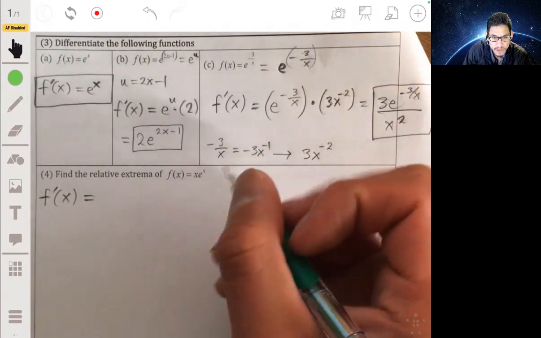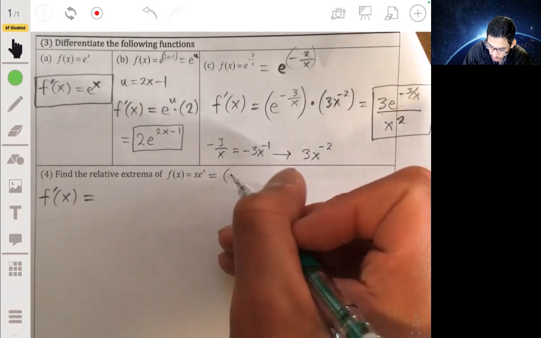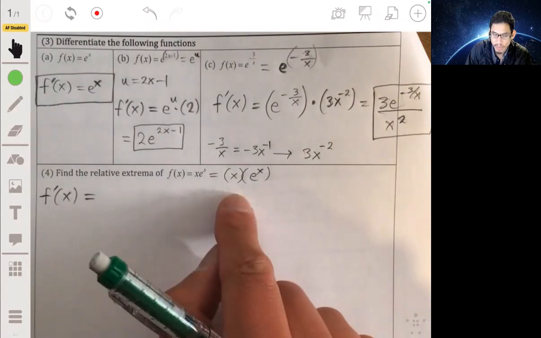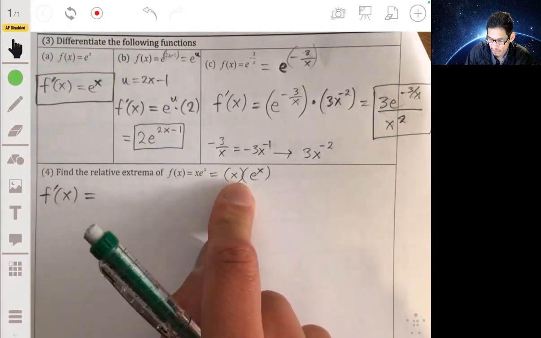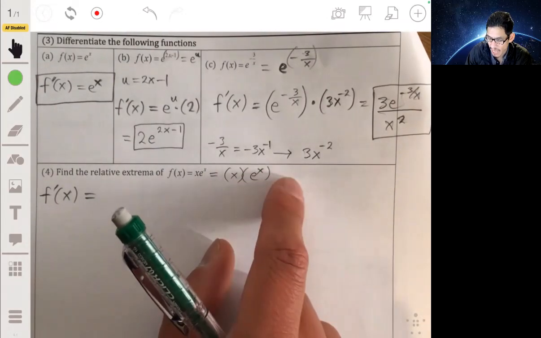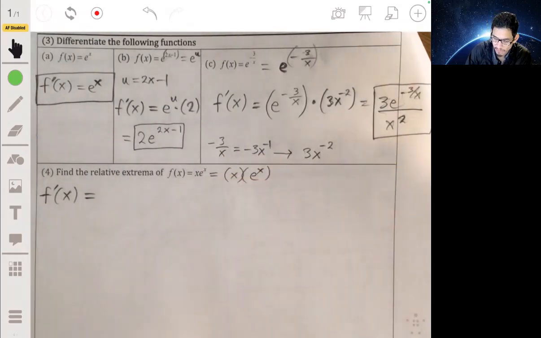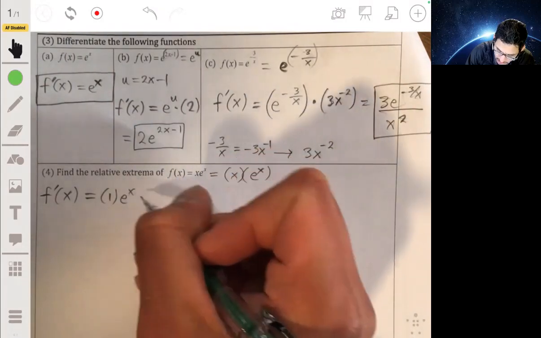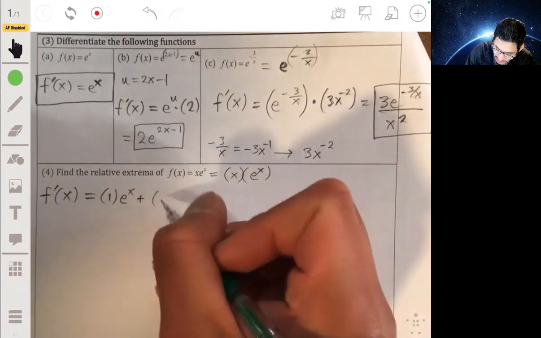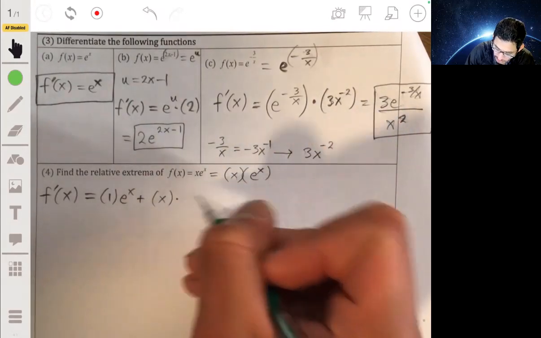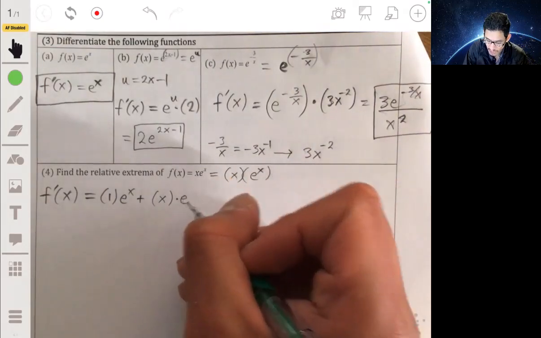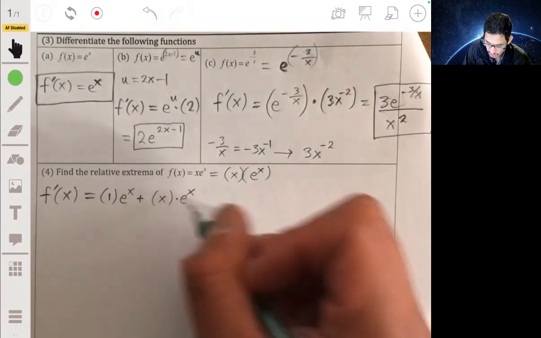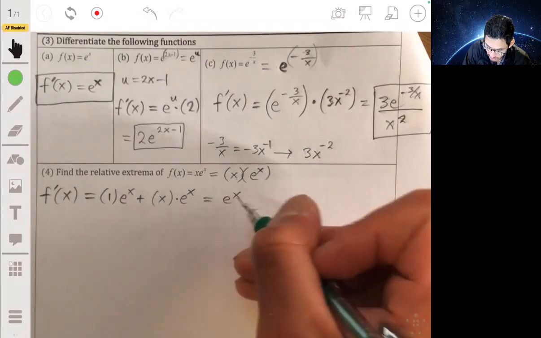So f prime of x is equal to, here we have a product rule. We have x and e to the x. Those are our two functions. So remember the product rule. We take the derivative of the first guy, multiply by the second guy, add it to the first guy times the derivative of the second guy. So the derivative of x, which is 1, times e to the x, plus, now we hold x as is, times the derivative of e to the x. But again, that's just going to be e to the x. That's all that is. And so this is really just our derivative. The derivative is just e to the x plus x e to the x.